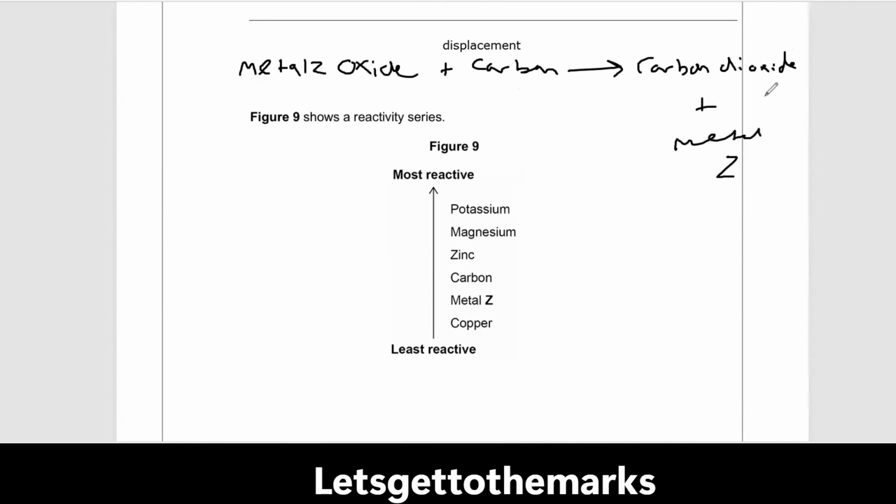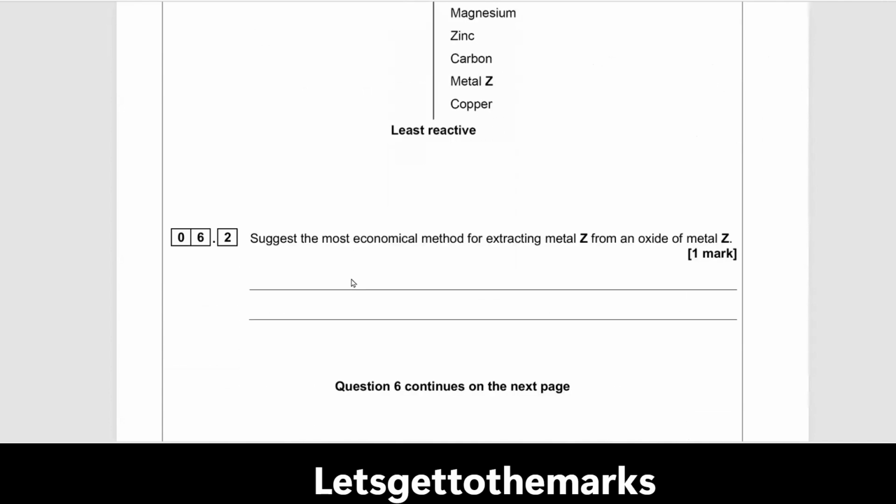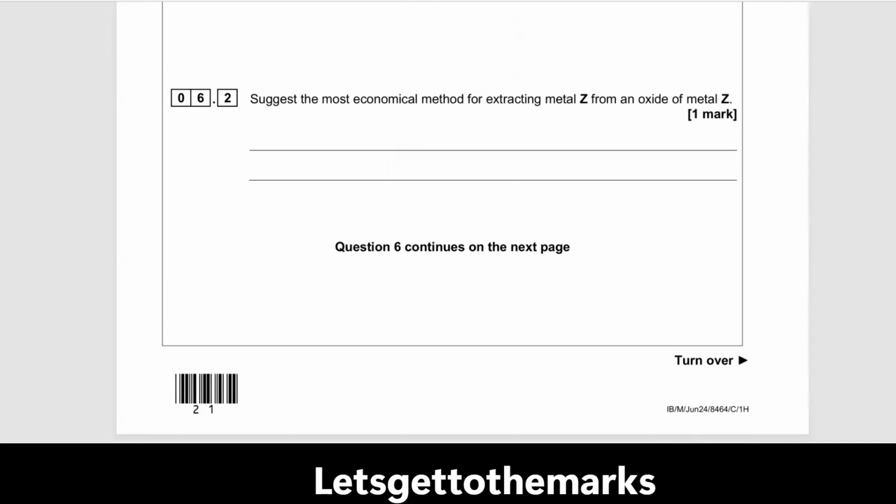And that's what they're saying. What's the best way to extract it? It'd be a displacement reaction, or you could say reduction with carbon. Carbon is taking the oxygen, it's reducing metal Z. So the two ways we tend to use are electrolysis and reduction with carbon. So I'm going to say reduction with carbon. I'm sure they'll accept displacement, but reduction with carbon sounds more sophisticated. Okay.